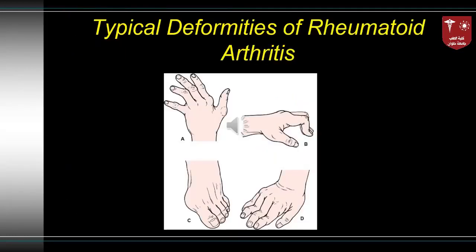Rheumatoid arthritis is a deforming disease that causes deformities of the small joints of the hand, which affect the activity of daily living of the patient, and this is one of the major complications of rheumatoid arthritis.